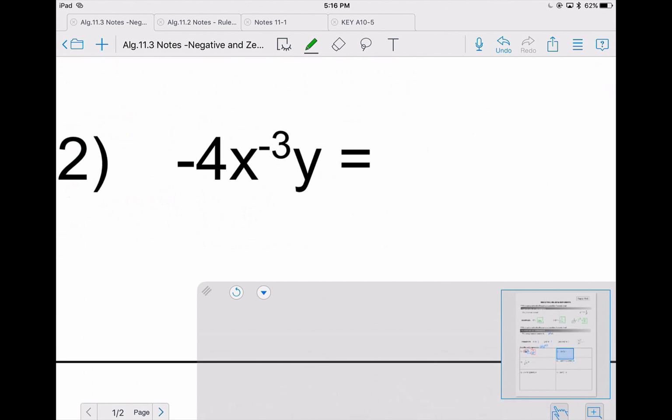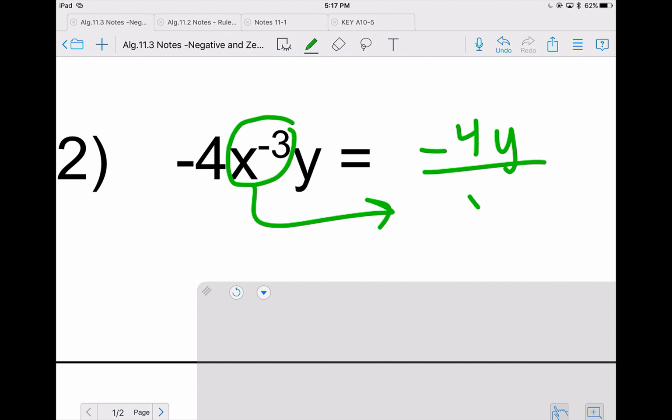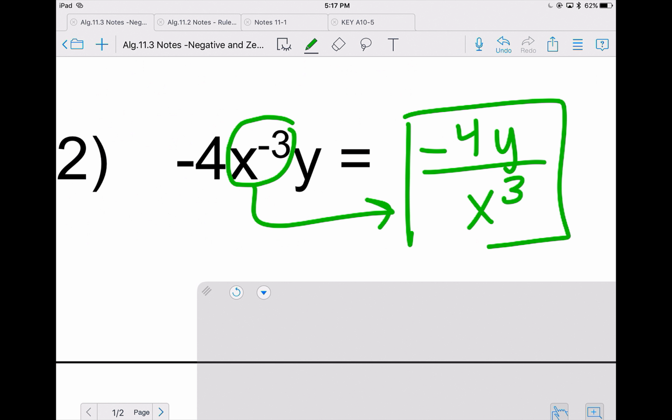So for problem 2, only dealing with the negative exponent. The negative 4 and the y are happy where they are, but the x is not happy. If I bring the x to the bottom, it becomes happy or positive. So I move x cubed to the bottom and make it positive, and now it's happy. The negative 4 and the y were already fine wherever they were, so we keep them wherever they are.